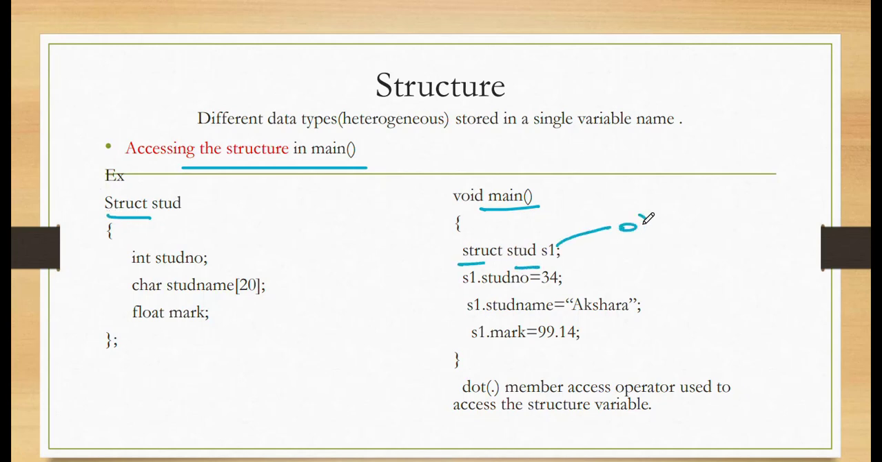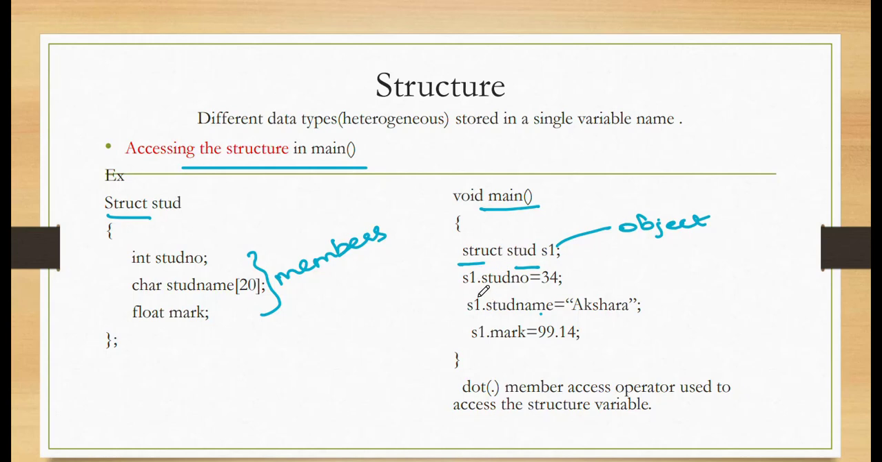This is called an object. So you are creating an object for this structure student, and using this object I can access the structure members. This is all called members of the structure. Inside the variable, whatever you are declaring, that's called members. Then s1 dot student number. So using this object, dot student number equal to 34, and s1 dot student name equal to Akshara, s1 dot mark equal to 99.1. So this is how we can access the structure variables.